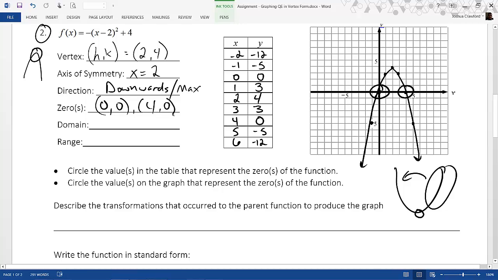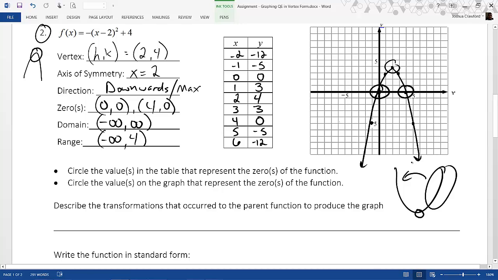Now your domain is going to be left to right. So we have arrow to arrow, which means negative infinity to infinity. Range is from bottom to top. So your bottommost number is negative infinity. Your topmost is going to be 4. So your range is negative infinity to 4.